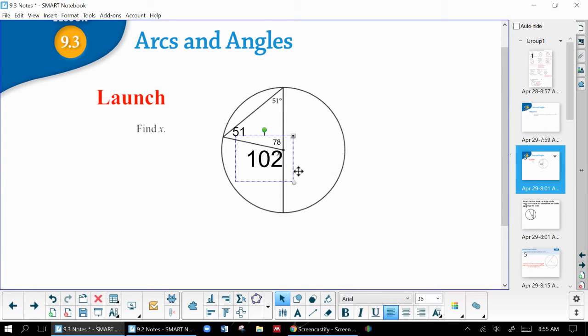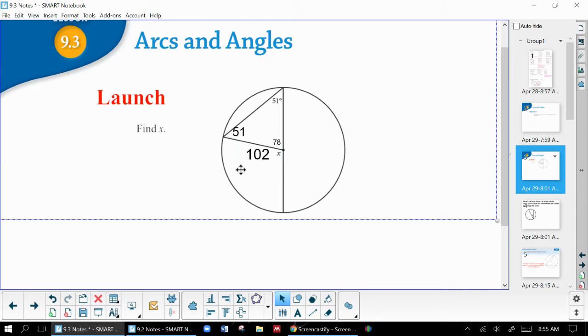Now, we'll look more at some things going on here in a little bit, but one thing I will have you do is take a look at how 51 here and 102 relate to each other. What's the relationship between those two angles? That's what we'll be looking at.